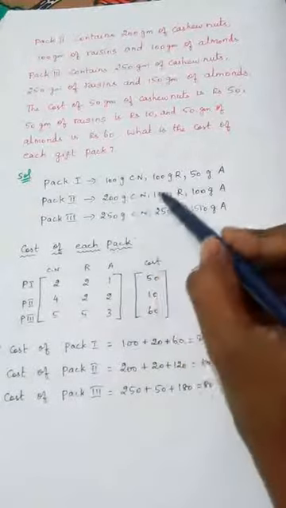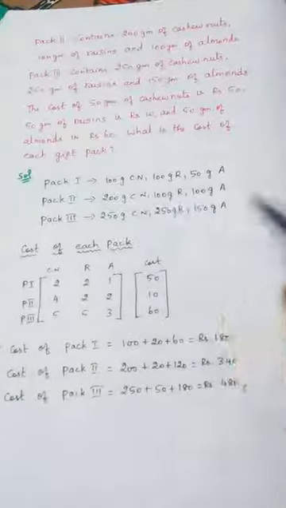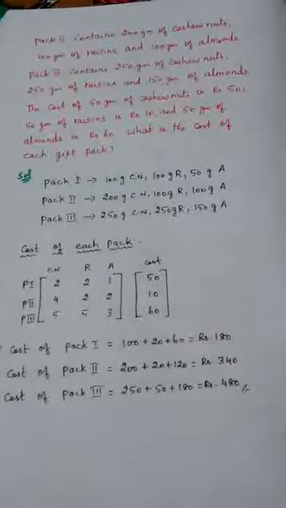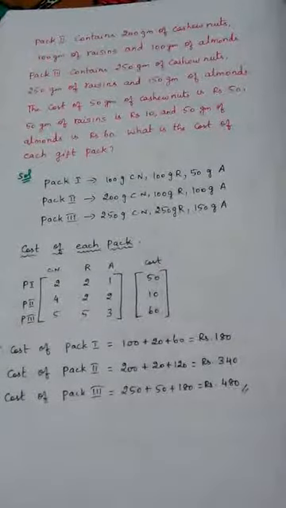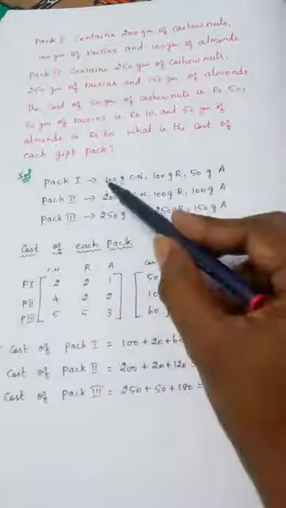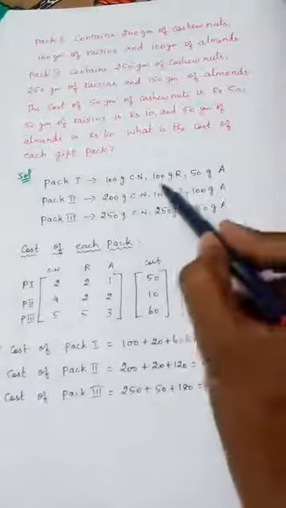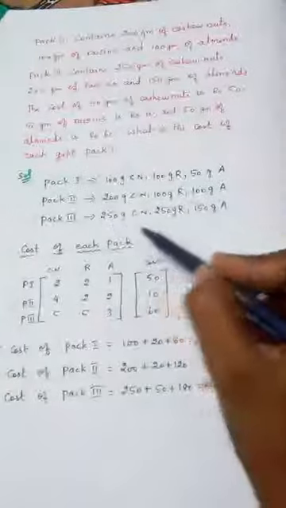Similarly, pack 2: 200, 100, 100. Pack 3: 250, 250, 150. So these are all the quantities. What actually do we need to find? We need to find the cost of pack 1, the cost of pack 2, and the cost of pack 3.